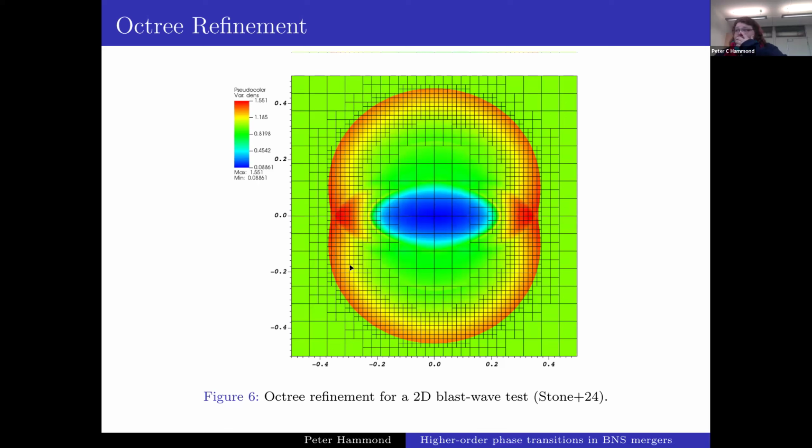As you can see, we're very easily able to target the resolution where we want it. You can refine as much as you want in just different places, and this allows us to reduce the amount of refinement that we need to do, compared to a box in box approach where you'd basically have to cover this whole thing with a finer refinement level.